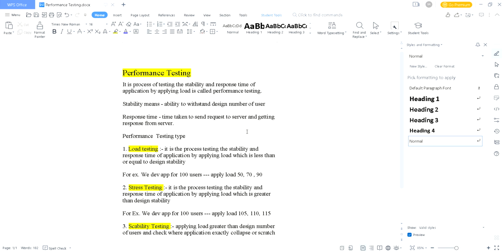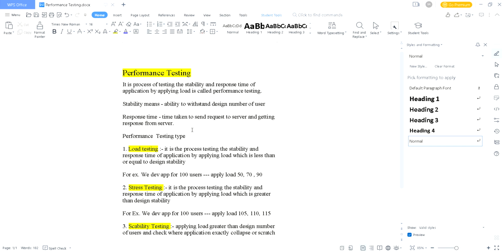What is meant by performance testing? Performance testing is nothing but checking the stability and response time of an application by applying a load. Stability means we design an application for a particular number of users. And response time means the time taken to send the request to the server and get the response from the server. That is the response time and the stability.